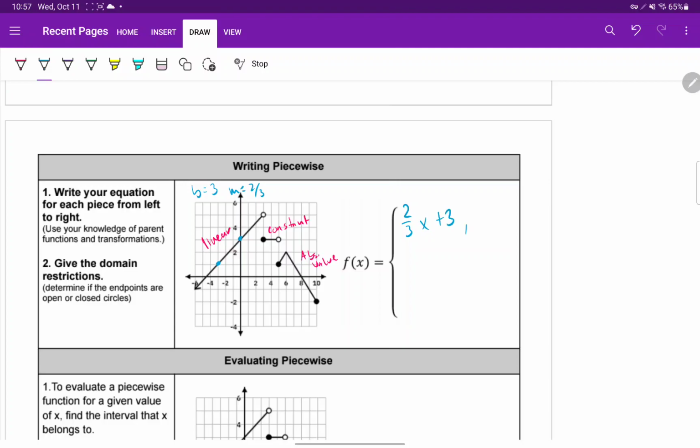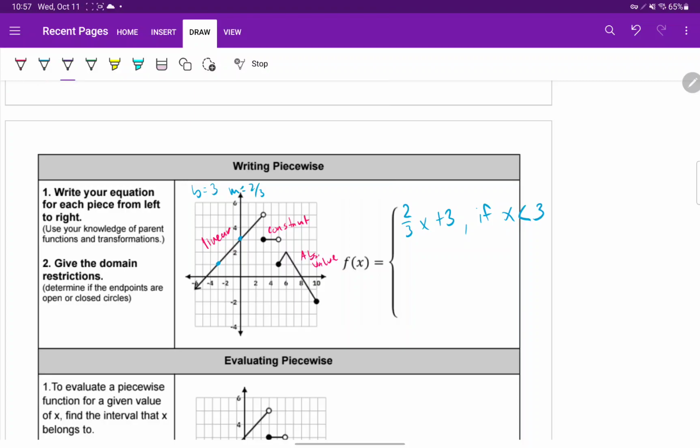Comma, then you have to write your restriction, right? Because this one right here has an arrowhead, and that arrowhead goes towards -infinity, and it stops at +3, and 3 is not included. How do I know that for this domain restriction of just this one piece? It has an open circle. So 2/3 x plus 3, and the restriction is if x is less than 3. Okay? Because it stops at 3 on the x value.